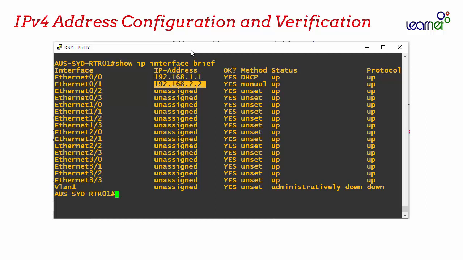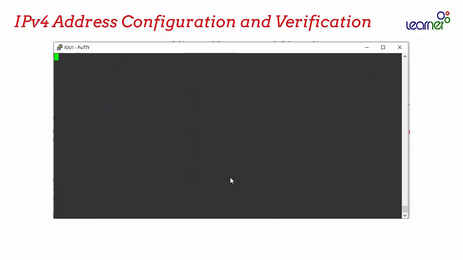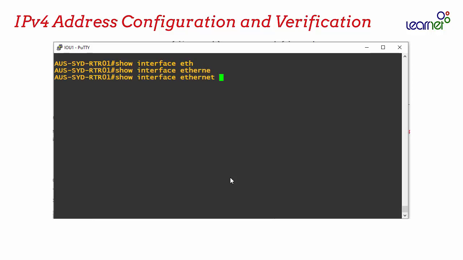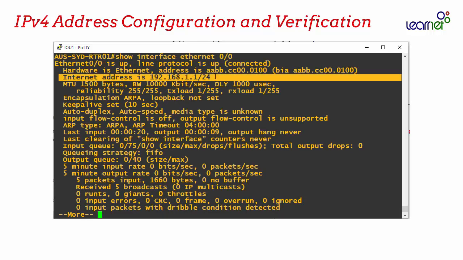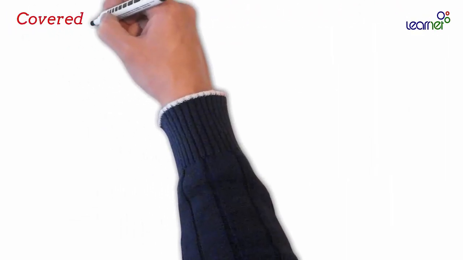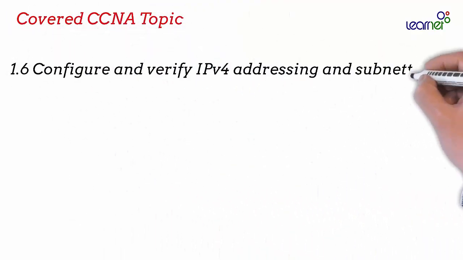The other option is using show interface and the desired interface, for example Ethernet 0/0. And within the output, you should look for internet address. And there you go. The CCNA topic we have covered in this video is 1.6. Configure and verify IPv4 addressing and subnetting.